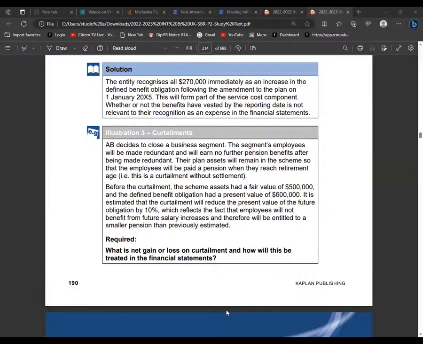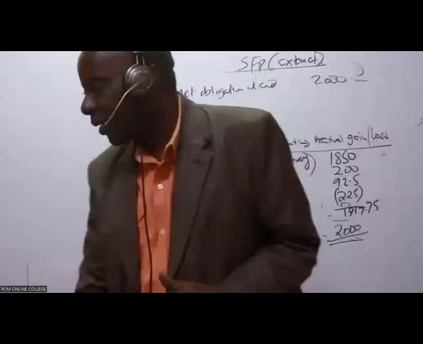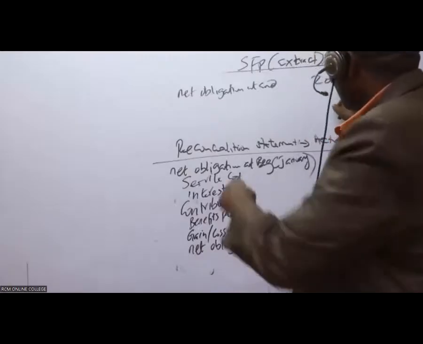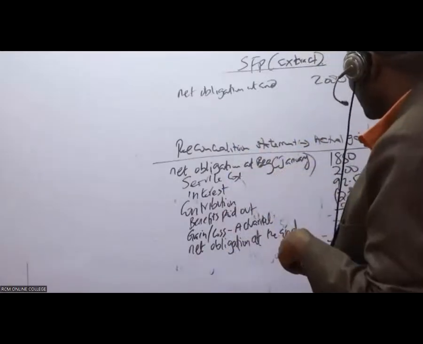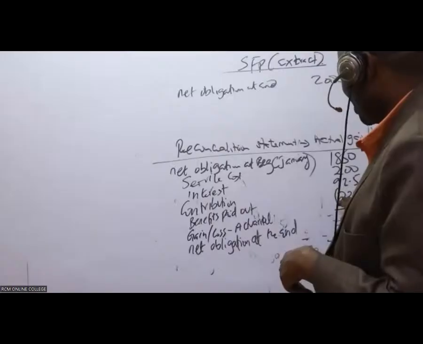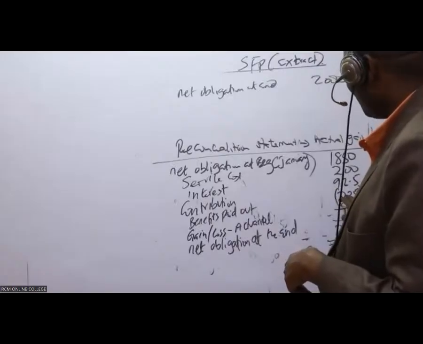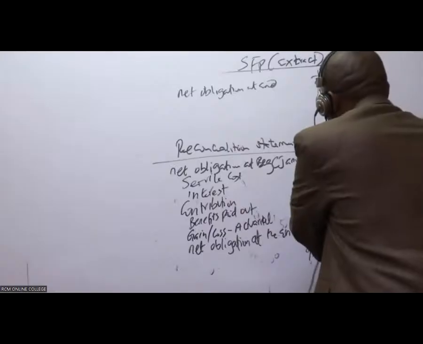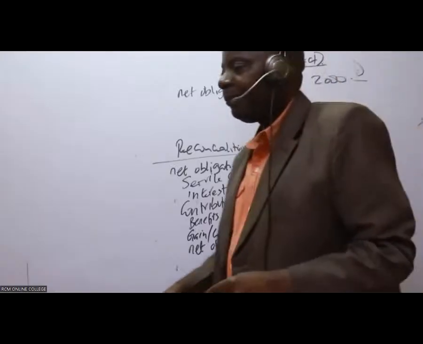Contribution, no. Because the obligation is given at the end, that obligation given at the end has already been adjusted. If I just explain here, you see this figure here, I can't come and subtract the contribution, because already, to get this, we had subtracted.